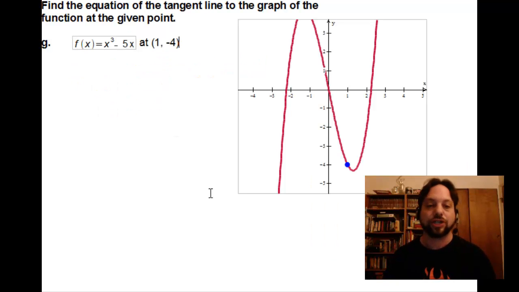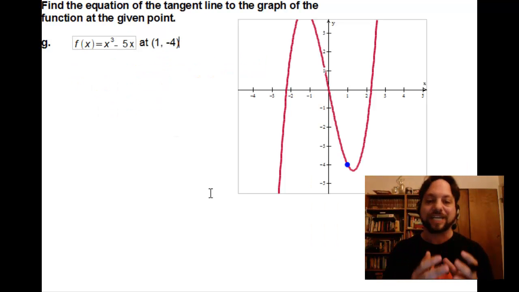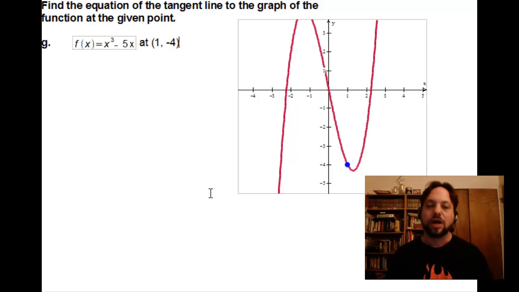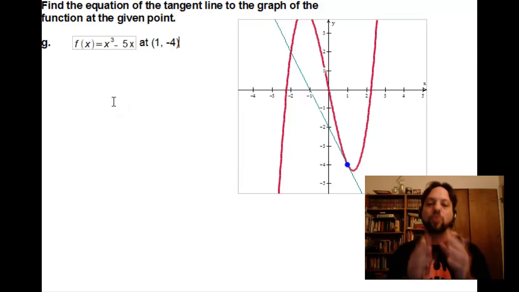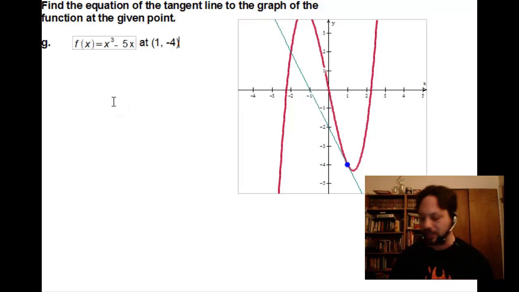So in example G, we're asked to find the equation of the tangent line to the graph of the function at the given point. So I've gone ahead and graphed it for you there. You can see what this polynomial looks like, x cubed minus 5x. Nothing surprising there. And I've gone ahead and marked in blue the point that we want to find the tangent line at. So let me just show you what this tangent line would look like. There it is. And so we want to find the equation of that tangent line.